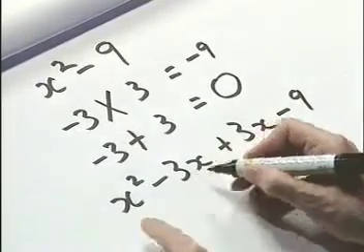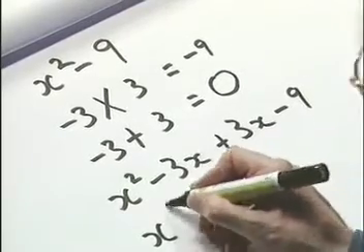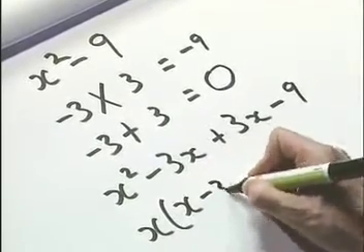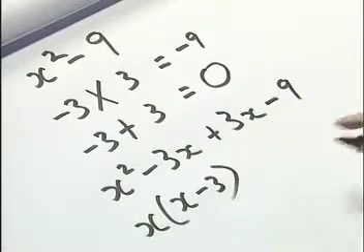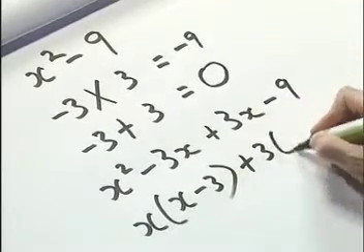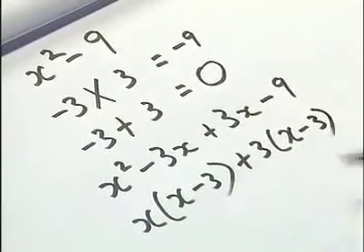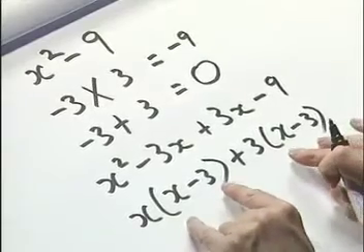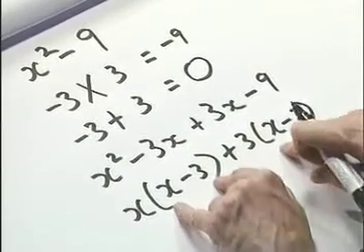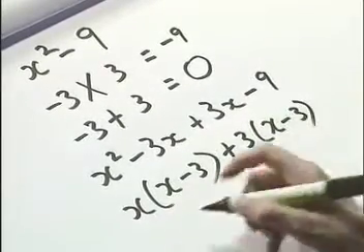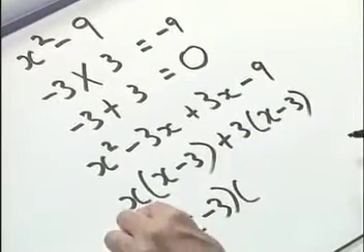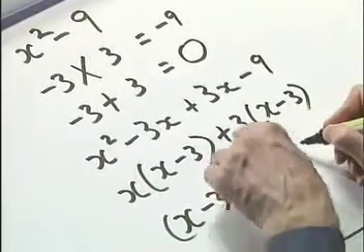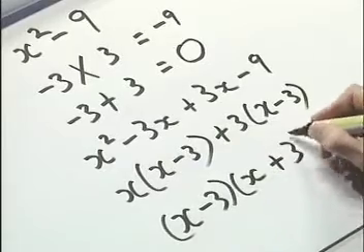Look at the front two terms. There's a common factor of x, leaving me with x minus 3. Look at the back two terms. There's a common factor of 3, leaving x minus 3. And now two lumps of algebra, each sharing this common factor of x minus 3. So x minus 3 multiplies the x and multiplies the 3.